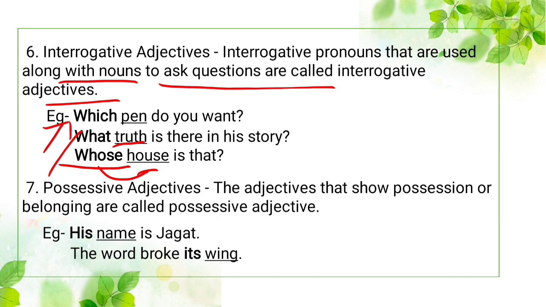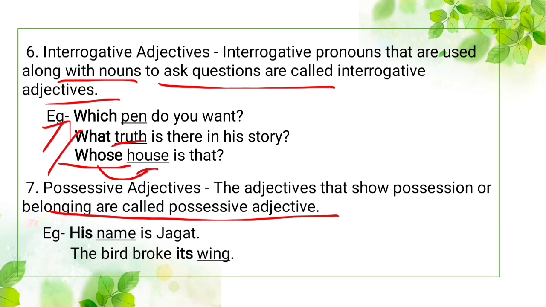Next type is possessive adjective. The adjectives that show possession or belonging are called possessive adjectives. Example is like, his name is Jagat. Here we can see that his is used before a noun to show the possession. Next example is, the bird broke its wing. Here we can see that wing is a noun and its is used before a noun to show the association of the wing with the bird.